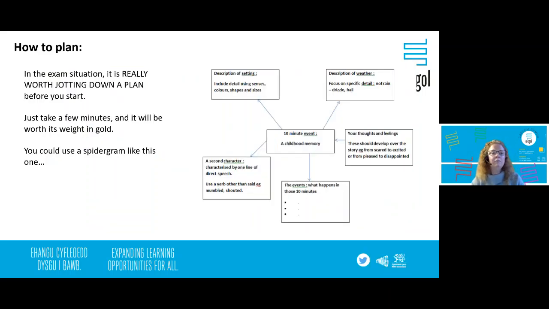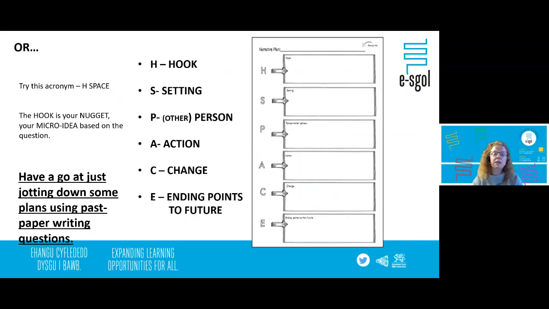So jot down a plan, make sure you've got it, spider diagrams like this one, or you could try this one, H space, hook, setting, person, action, change, ending point. So there's lots of different ways that you could think about that writing.